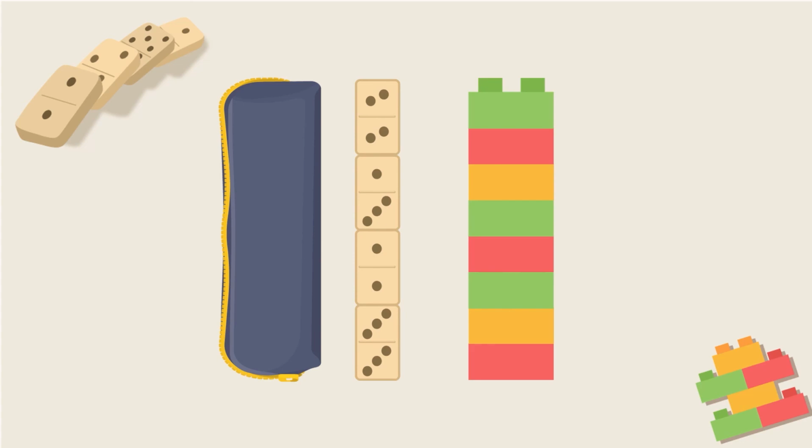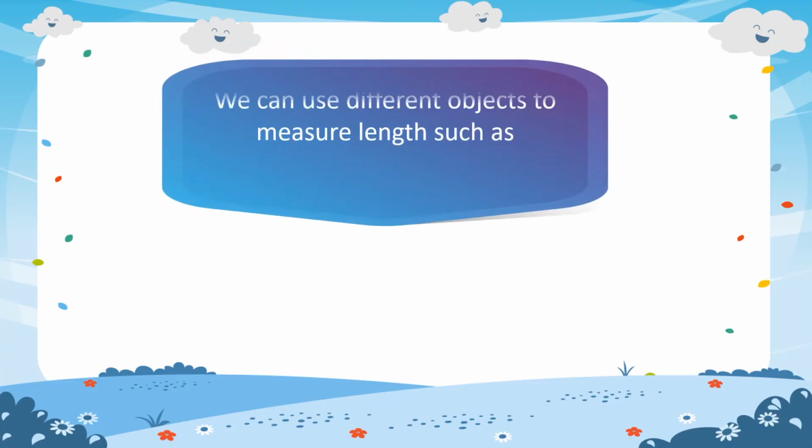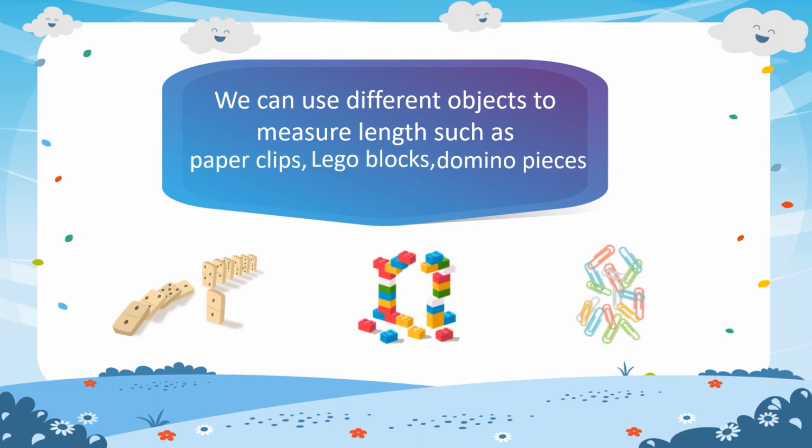Adam noticed that when he used Lego blocks to measure the length of the pencil case, the length of the pencil case was 8 blocks. Meanwhile, when he used domino pieces to measure the pencil case, the length of the pencil case was 4 domino pieces. He concluded then that the length of the pencil case differs according to the objects used to measure it. We can use different objects to measure length, such as paper clips, Lego blocks, domino pieces, and others.